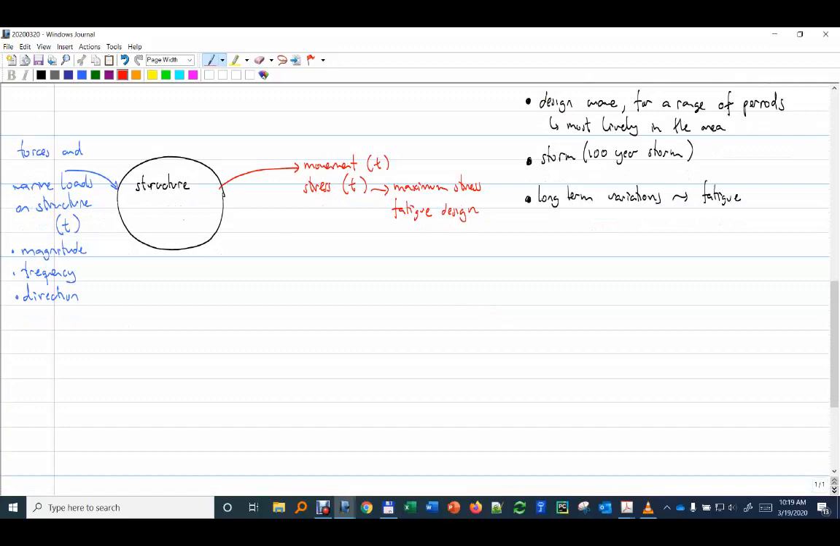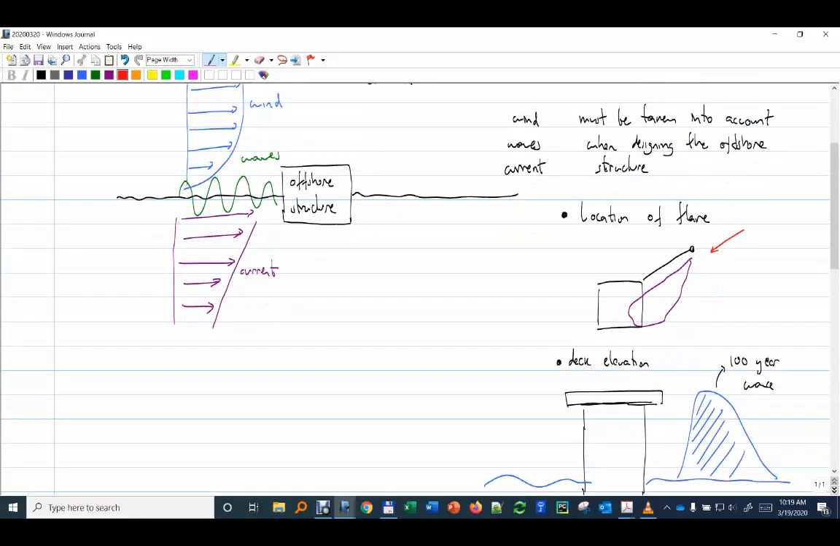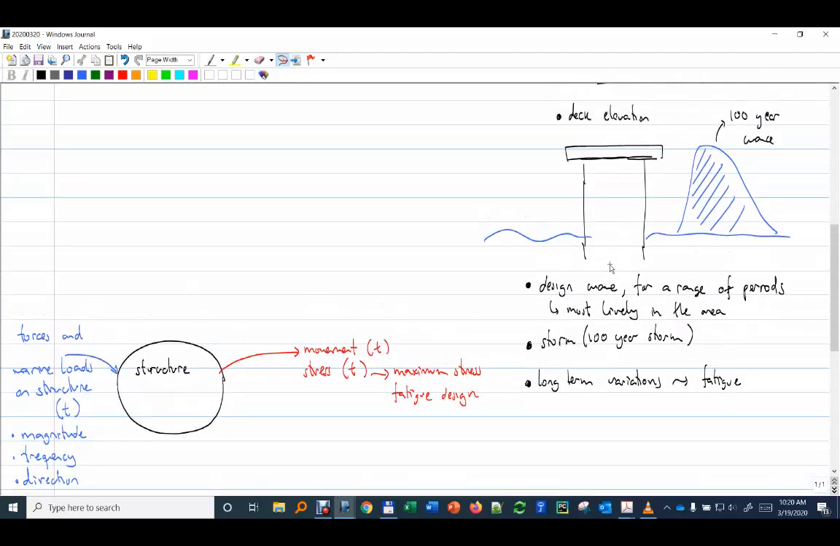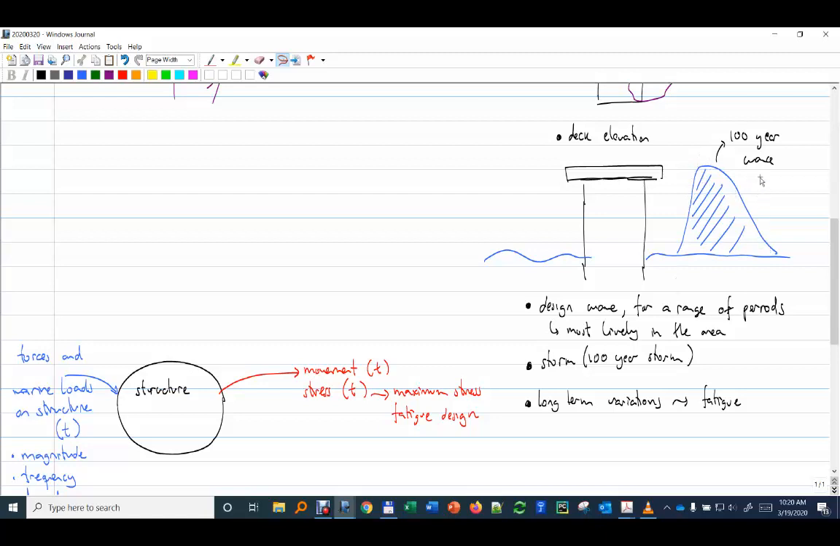Just as one example, we're not going to go into the design of the offshore structure, but these are things we have to take into account when we design. Some things I mentioned here are the location of the flare, depending on the wind direction. The wind varies in time, location, magnitude and direction, but if most of the wind most of the time is coming from this direction, we want to avoid putting the flare against the offshore structure. Then deck elevation: we don't want the biggest wave we can have in a period of 100 years, which is our design period, to reach the facilities, to reach the upper deck.